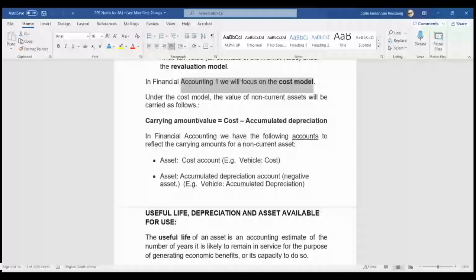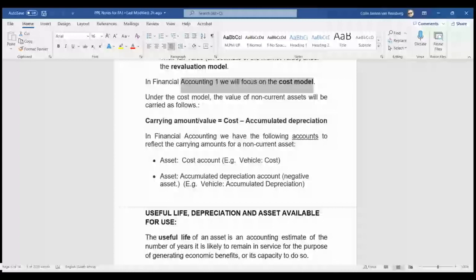Cost. And the contra account or the negative asset account will, again, identify the name of the category of property, plant, and equipment, in this case, vehicles, colon, and then what does that account contain? Not the cost. In this case, like Kelsey also said there, now it contains the accumulated depreciation.